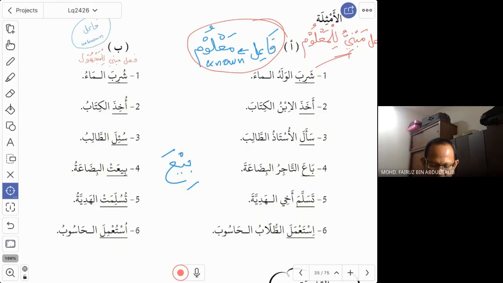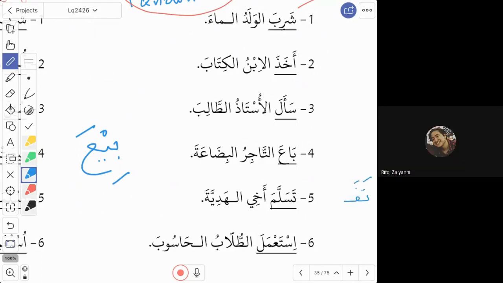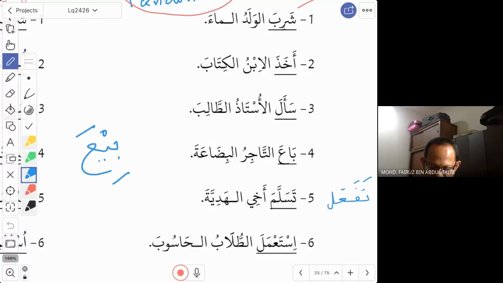Tasallama. So now this is fi'il madi. Do not confuse this ta with fi'il mudari, because if you look at the wazan, can you find what is the wazan for this word? Tasallama, tafa'ala. Yes, tafa'ala. So is tafa'ala a fi'il madi or fi'il mudari from the wazan that we have learned?